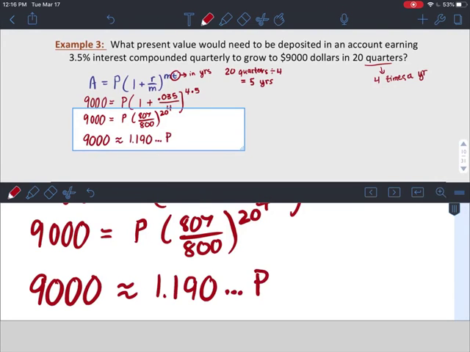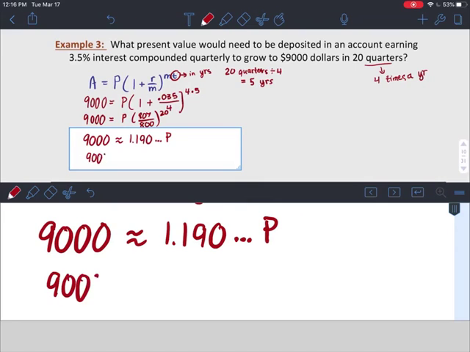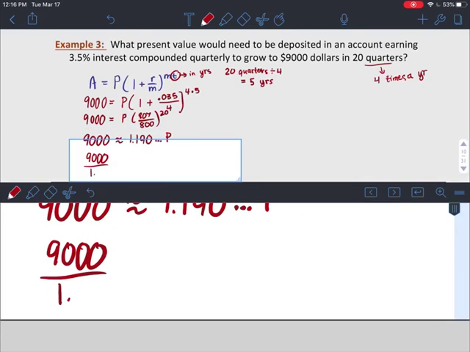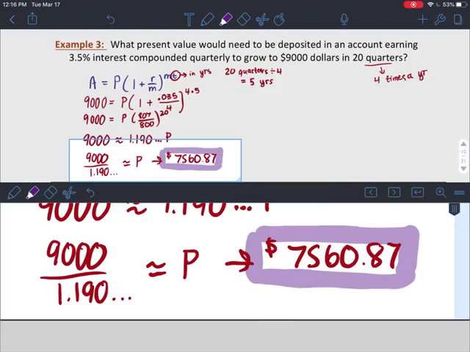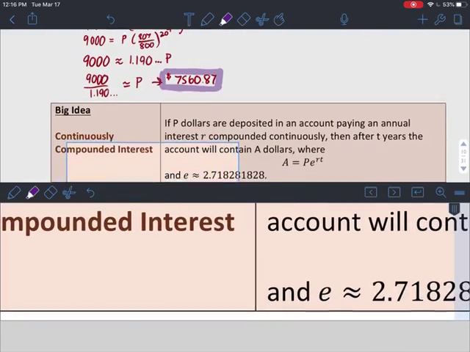Again, don't round it off. You need to divide 9,000 by that value, so use your answer button, not anything rounded off. And that'll give you your present value that you need to invest right now to end up with $9,000 in 20 quarters.